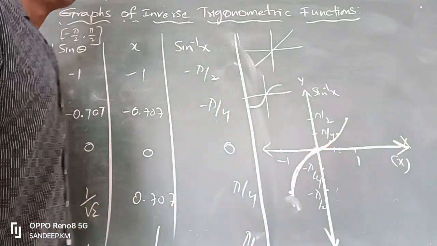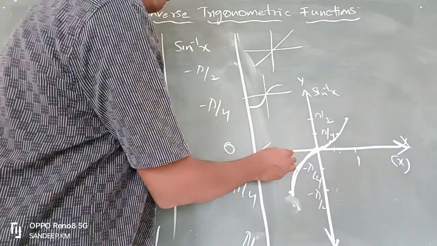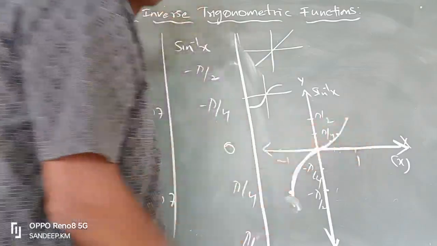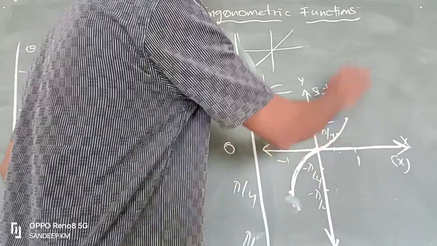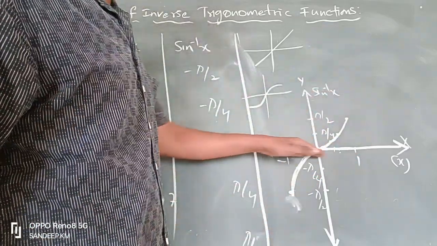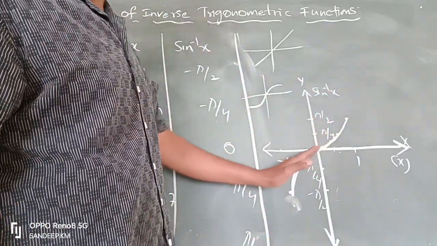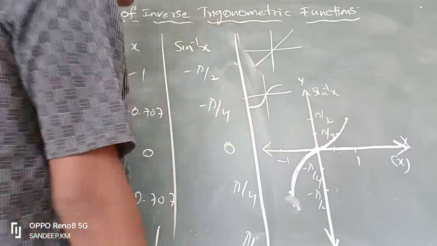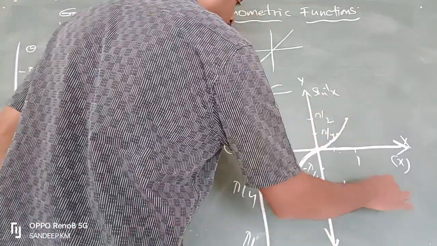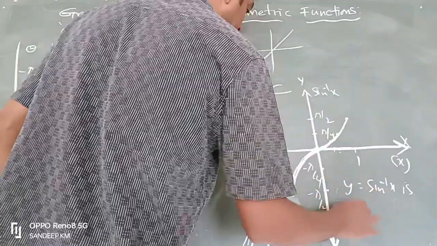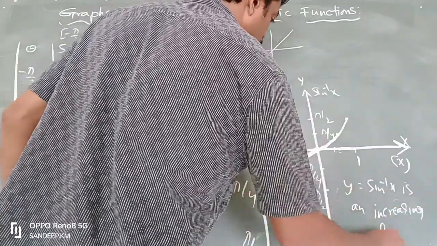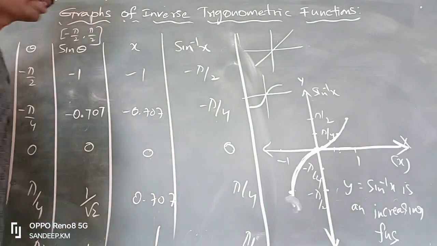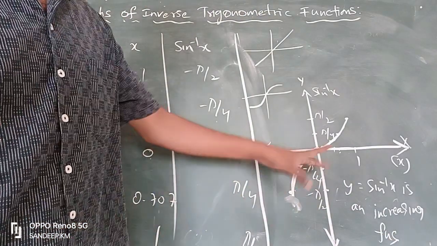And next, when input is increasing from -1 to +1, the output is increasing from -π/2 to +π/2. As input increases, the output also increases. Therefore, we say that y is equal to sin inverse x is an increasing function. Keep this in mind: which functions are increasing functions and which functions are decreasing functions in inverse trigonometric functions.